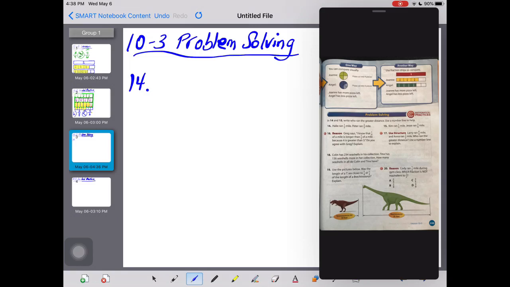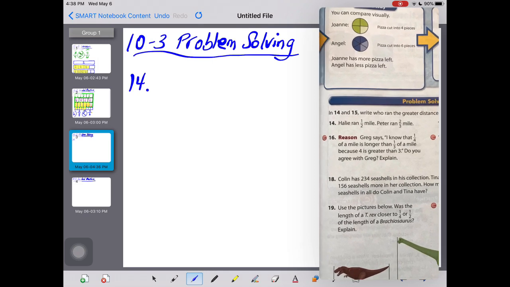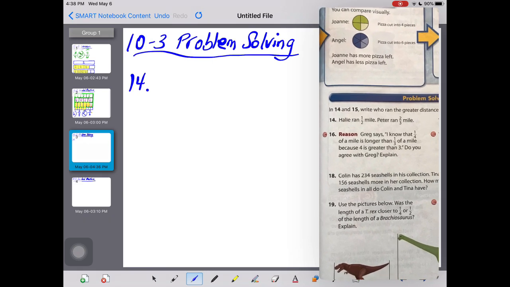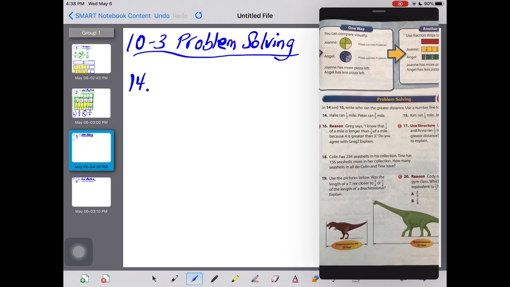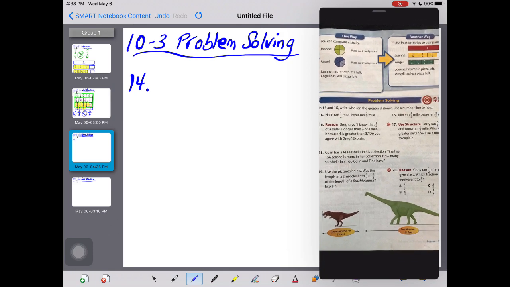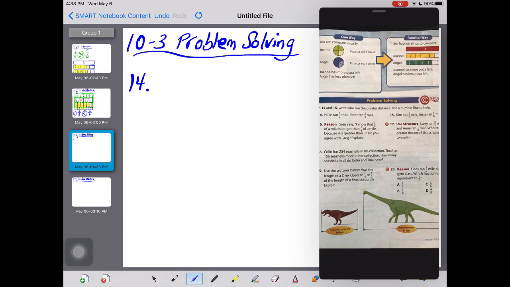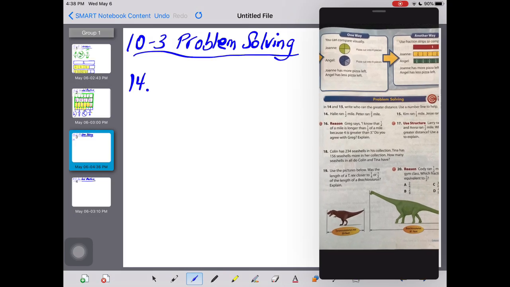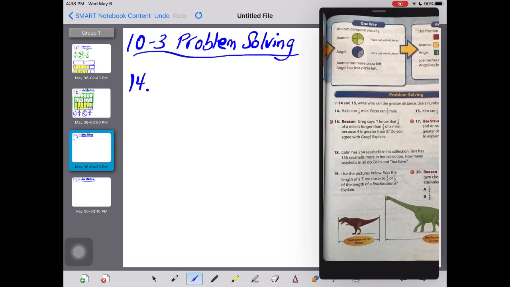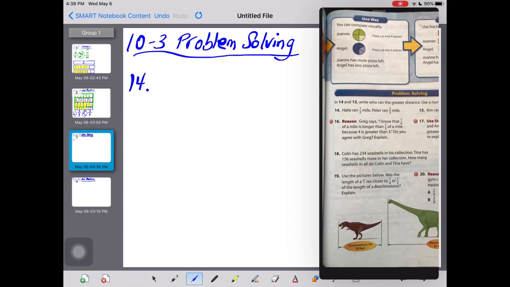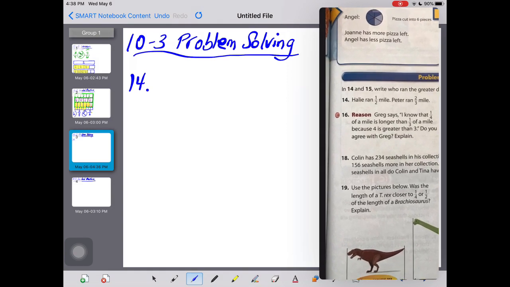Welcome to problem solving. All right, we're on page 249. We're going to take a look at number 14. They say for number 14 and 15, we want to write who ran the greater distance. And we're going to use a number line to help. So we'll try a number line this time and see how that works. Hopefully the independent practice helped you out with that one.